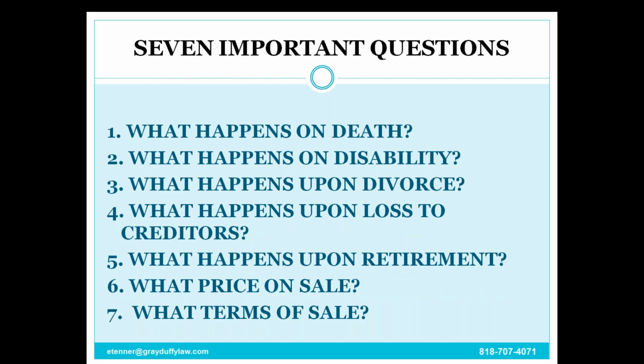The similarities are that they all answer 7 important questions. First, what happens on death of a shareholder? Does the shareholder get to leave their interest to their heirs, or do they have an obligation to sell it? Do the other owners have a right to buy it? What happens on disability of a shareholder or owner?